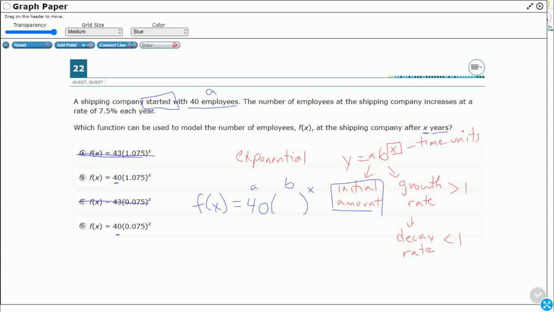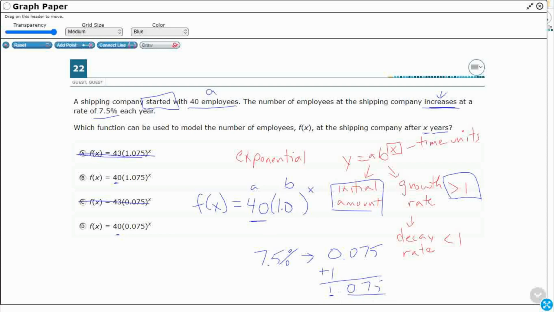It says the number of employees at the shipping company increase, okay, at a rate of 7.5%. All right, so 7.5%. Let's turn that into a decimal so we can multiply it. Okay, that's going to turn into 0.075. Now, if I multiply 40 by 0.075, it's going to get a lot smaller. It's going to decay. We need a growth rate because it says it increases, right? So it needs to be greater than 1. So what we actually do is we add 1 to it. We make it 1.075. This 1 keeps the initial amount, and this 0.075 makes it increase.